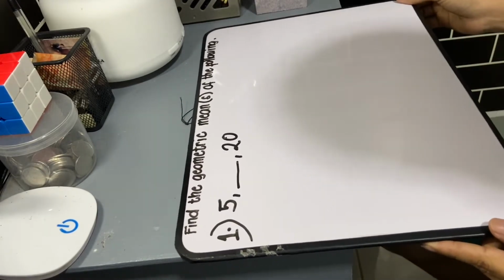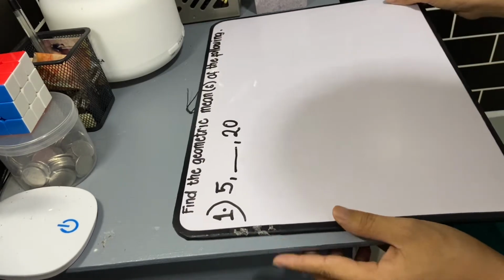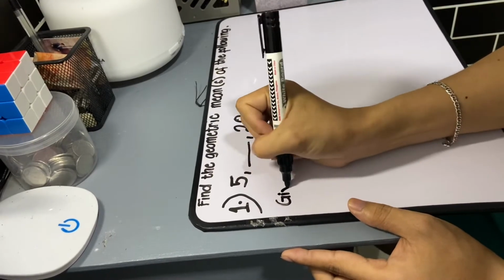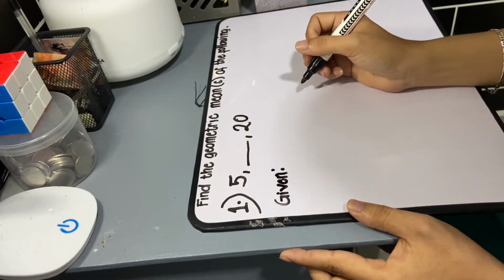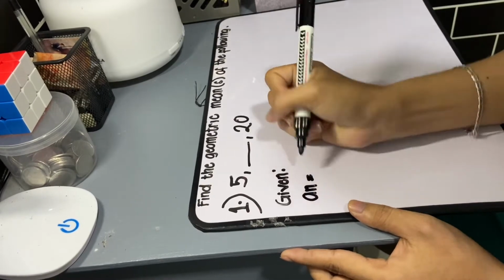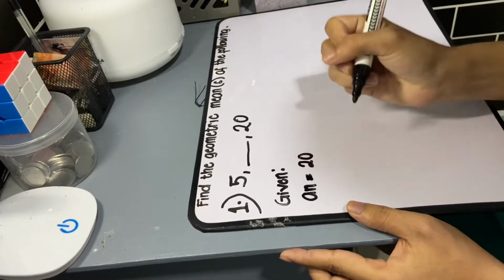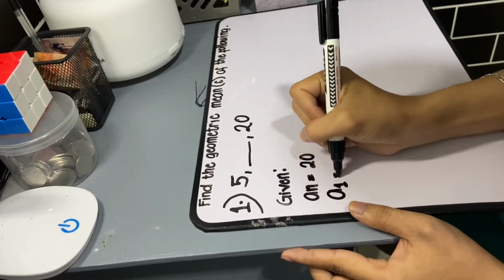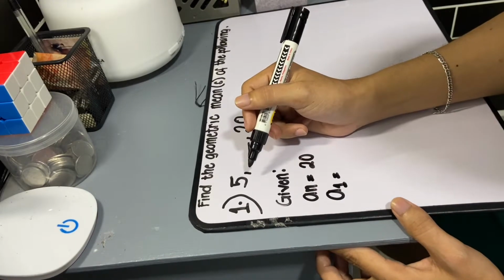In solving the geometric mean, first we are going to write the given. Next, we will find the value of E sub n. E sub n is the value for the last term, which is 20. Next, we will find the value of E sub 1. The value for E sub 1 is 5. E sub 1 is the value for the first term.